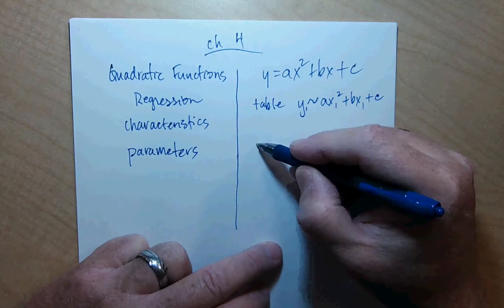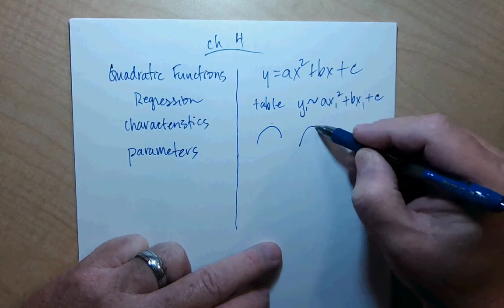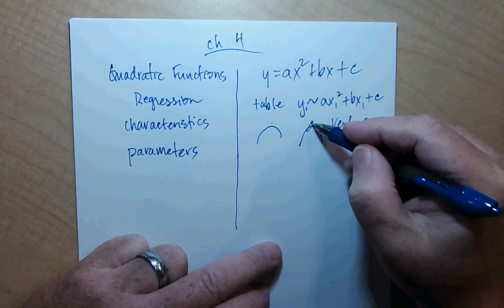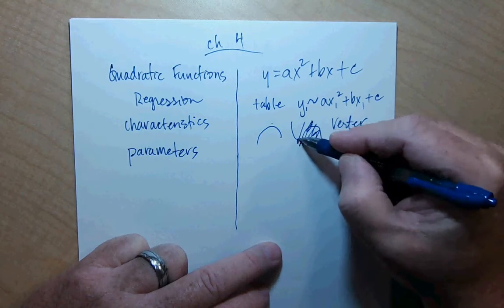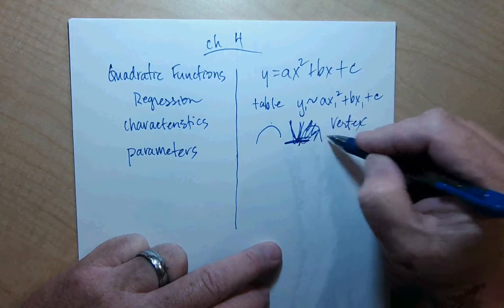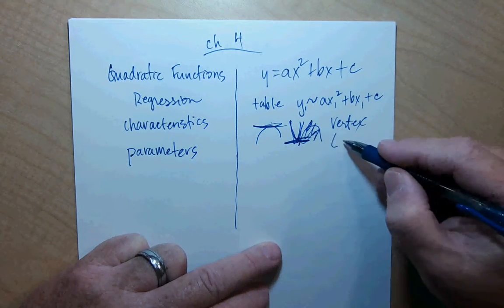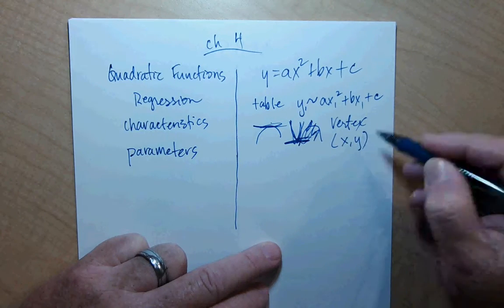Characteristics just included things like minimum, maximum, vertex. Oops, that was not a maximum. Maximum, minimum. The vertex has a minimum. There's a maximum. The vertex is a point, x and y.